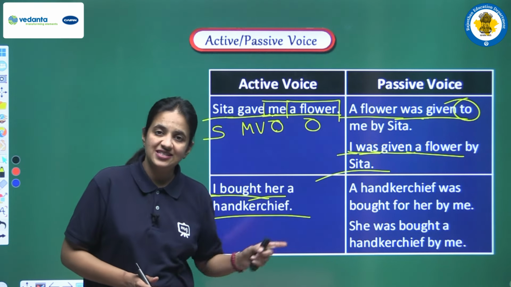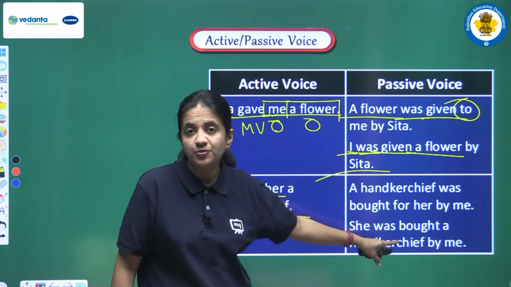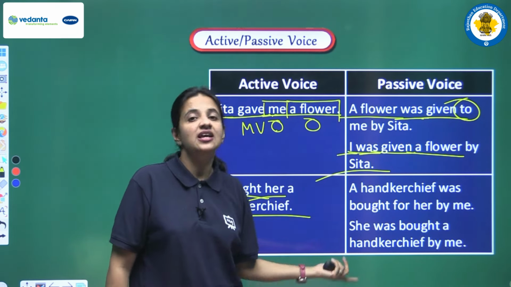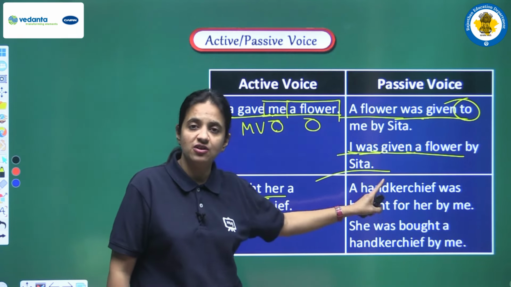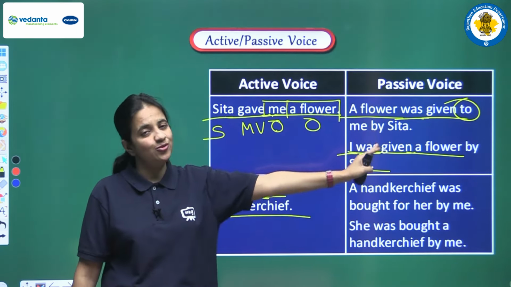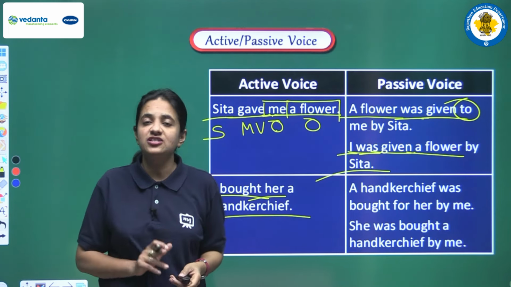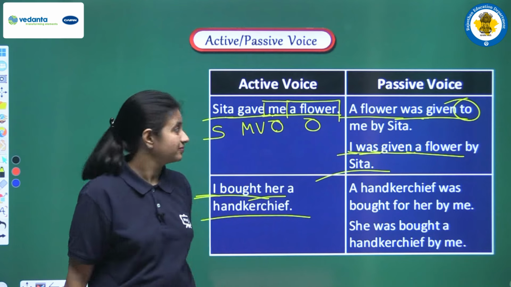Okay, so this is the example in which we have double objects, and these are the two options in front of us, and using any one of them we can convert this sentence into passive voice. Just be careful regarding the structure, and yes, you have to follow the proper structure when we are converting the sentence into passive voice.